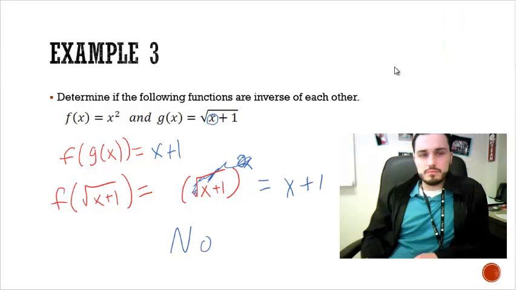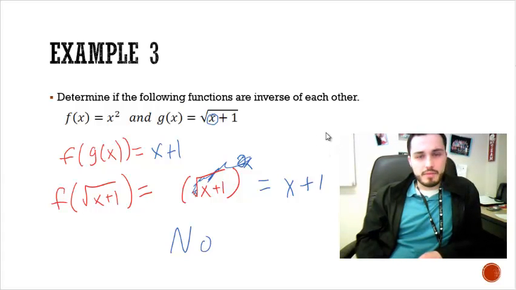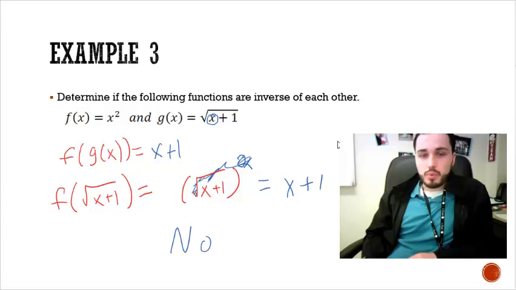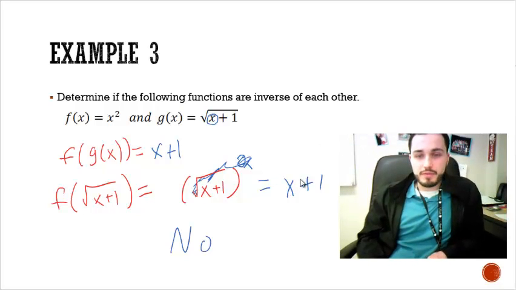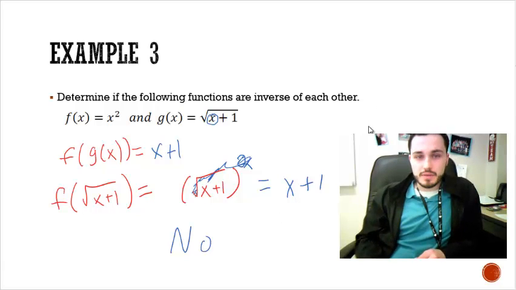inverses of each other. So it doesn't matter which way I do my composition here. If I do it f of g of x or g of f of x, they won't necessarily work out to be the same thing. But the more important thing is it doesn't simplify to just x. So since it doesn't simplify to x, it's not an inverse of each other. Alright, that's it.